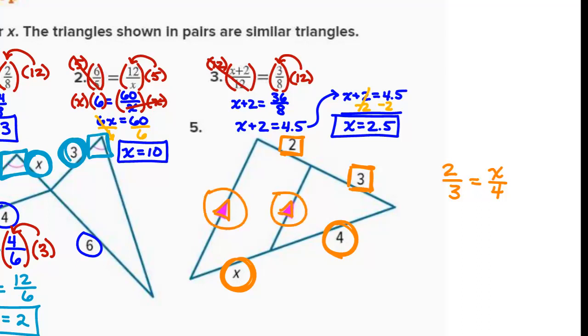If I did not have those parallel markings, but I just had that the two triangles were similar, I would have to add the sides together to get my big triangle. But here, because I've got the parallel lines and I have the segments that are being split by those parallel lines, I can make fractions by staying on one side of the triangle and then the other side.